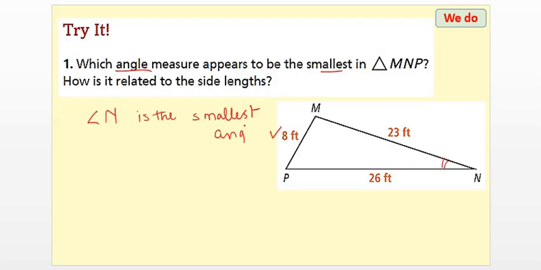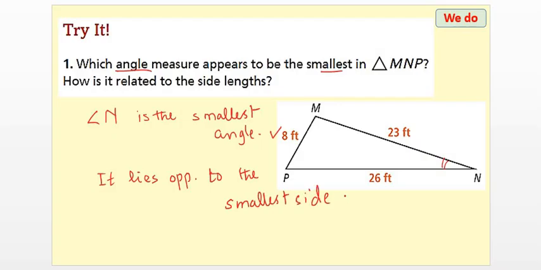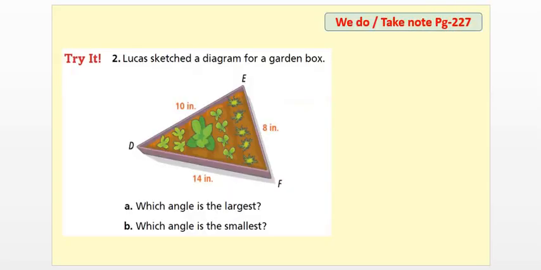This is the smallest angle in the triangle, and the reason is that this angle lies opposite to the smallest side. And what is the name of the side? It's PM. Clear? Let's see some more examples like this. Okay, Try It number 2.